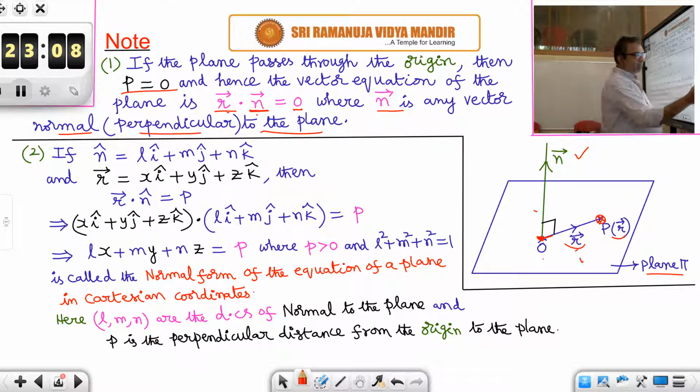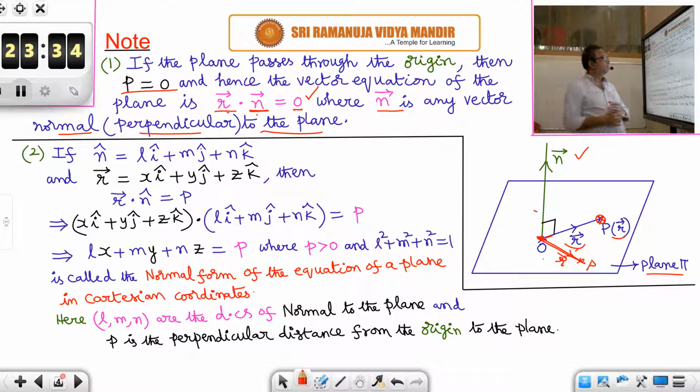So this is true wherever you take P. You take another P, join it. Suppose this is r bar. This is also a vector completely lying in the plane, so it will be perpendicular to n bar. All vectors which are completely lying in the plane will be perpendicular to n bar, so their dot product will be 0 only. Therefore r bar dot n bar is equal to 0.